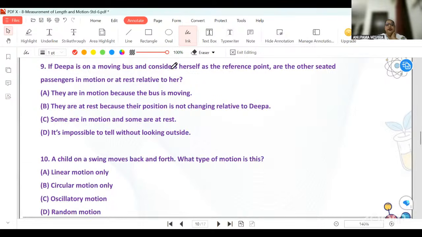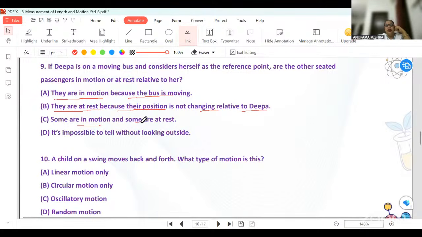If Deepa is on a moving bus and considers herself as a reference point, then are the other seated passengers in motion or at rest relative to her? Tell me. Come on, start. Relative to her, they are in motion because the bus is moving. Is it true? They are in motion because the bus is moving. They are at rest because their position is not changing relative to Deepa.